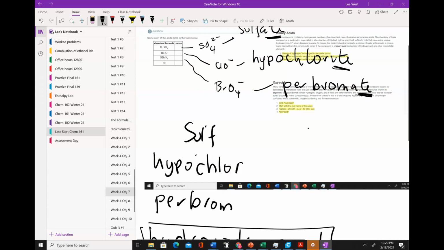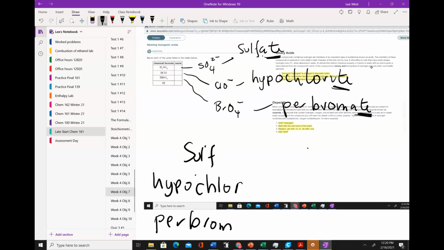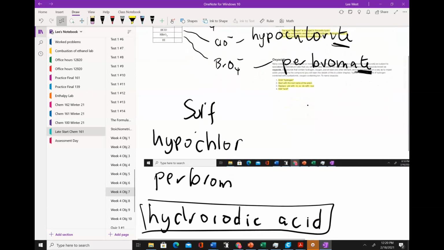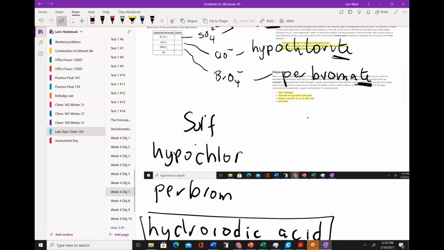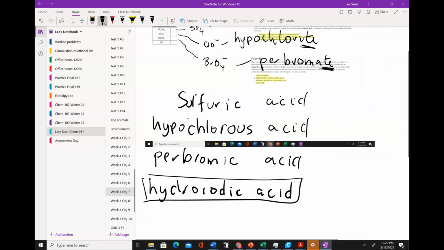Right, then it says that the ates become ic. So we've got 2 ates, we've got sulfate and perbromate. So this becomes sulfuric, perbromic. Okay, and then the ites become ous, so this becomes hypochlorous. And then finally you add the word acid. So you just got to kind of work through the roots there.